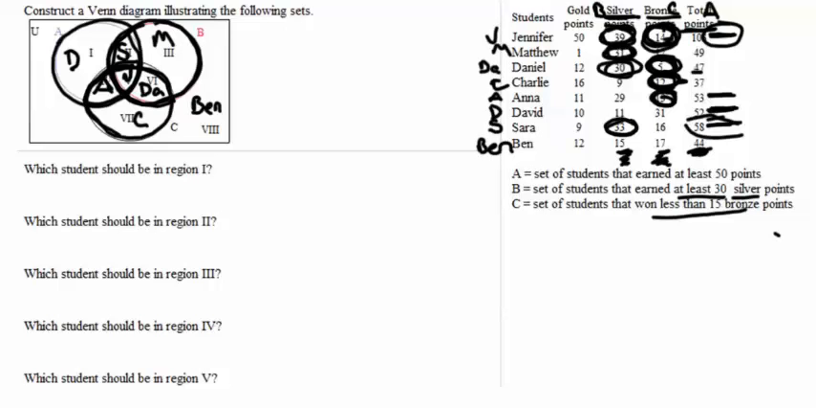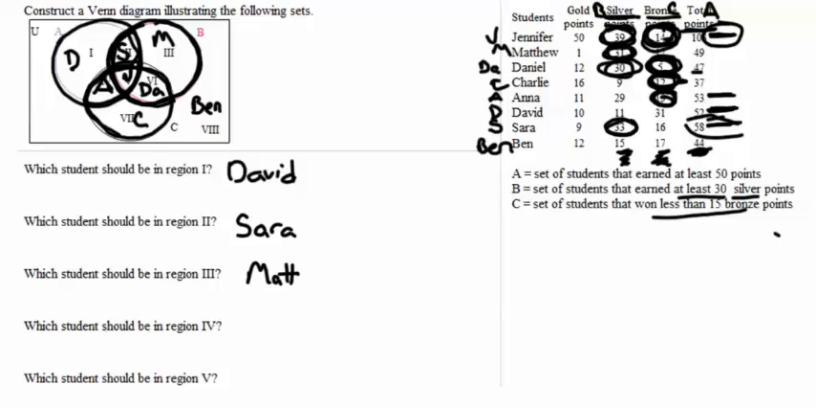Now once we have all the elements in the proper regions, the questions will flow pretty easy. It says, which student should be in region 1? Well, we've already said that's David. Which student should be in region 2? Region 2 is right there, and that was Sarah. Which student should be in region 3? Region 3 was Matthew.